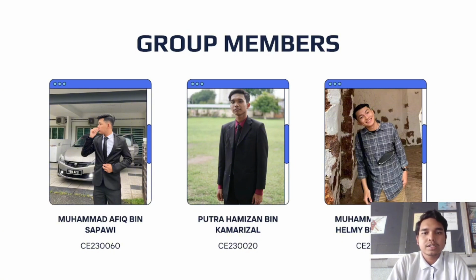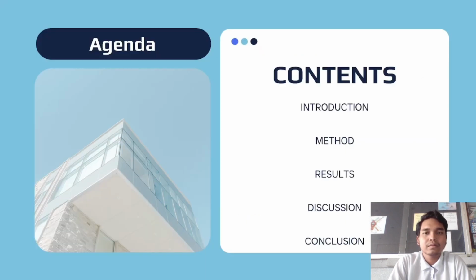This is our group member. The first one is Muhammad Afiq bin Sapawi, matric number CE230060, and me, Putra Hamizan bin Kamarizal, matric number CE230020, and the third is Muhammad Amirul Helmi bin Saudin, CE230058.